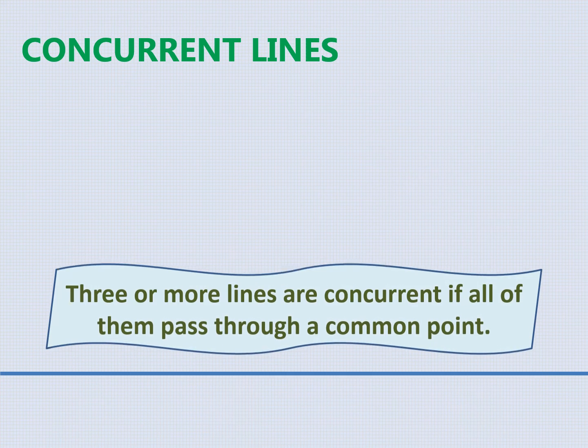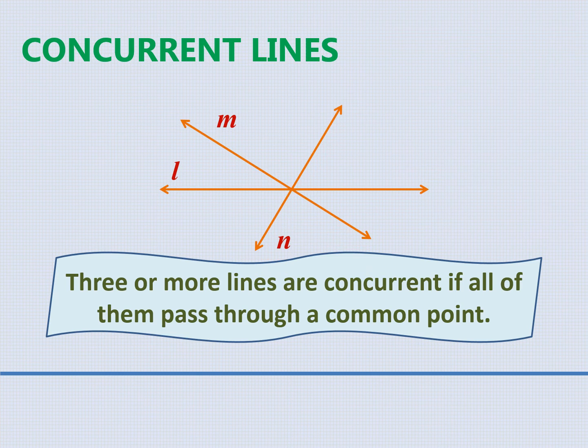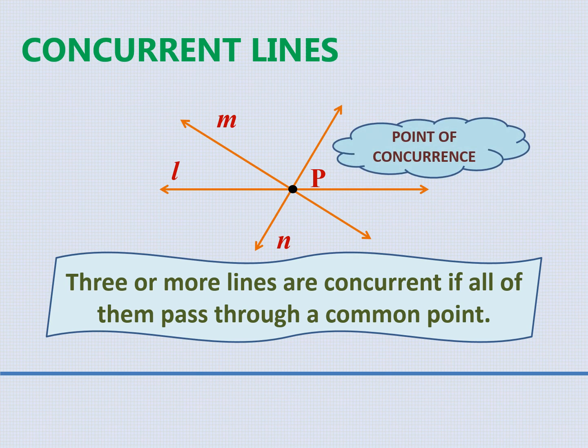We have learnt that many lines can be drawn passing through a given point. If we have three or more lines which pass through a given point, then those lines are called concurrent lines. For example, here you can see the lines L, M and N passing through the point P. Such lines are called concurrent lines and P is called the point of concurrence.